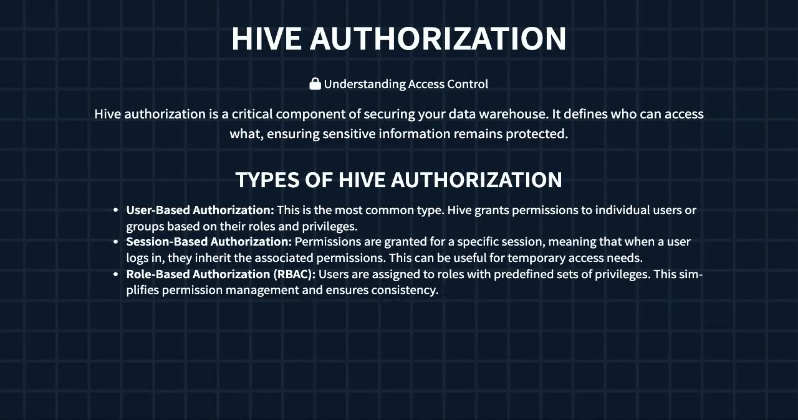Okay, let's talk about authorization in Hive, essentially how you control who gets to see and manipulate your data. There are a few key ways Hive handles this. You can grant permissions directly to users, which is pretty straightforward. Alternatively, you can set up session-based access, so someone only has the privileges they need during their login time. And for larger environments, role-based authorization where users belong to roles with predefined permissions is a really effective approach. Hive uses SQL commands like grant and revoke to manage these permissions, allowing you to precisely define what each user or group can do within your data warehouse.